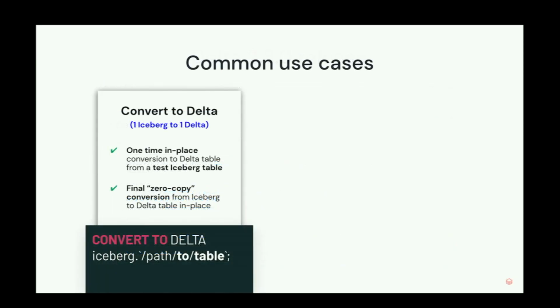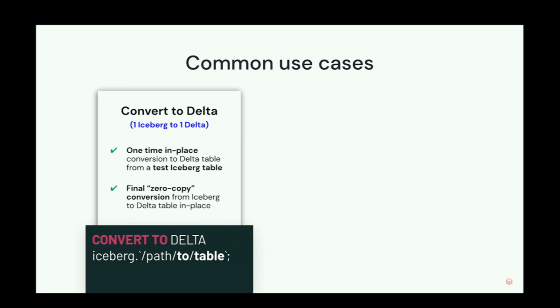Now, let's look at the use case, right? The 2 simple commands and 7 keywords that I mentioned. First, the final goal is convert to Delta in this migration journey. So these are the 3 keywords that you need to remember: convert to Delta with the Iceberg path.